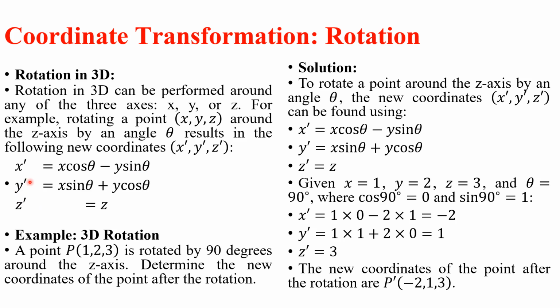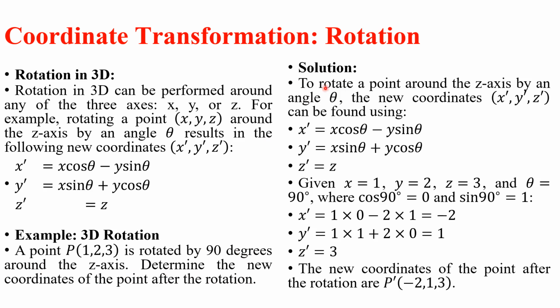The new y axis, y prime, will be x sine theta plus y cos theta, and z remains unchanged because it is rotated along the z axis. So now let's take, for example, a point P, 3D of course, x, y, z, rotated by 90 degrees around the z-axis. Determine the new coordinate of the point after the rotation.